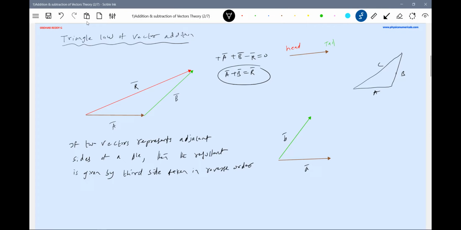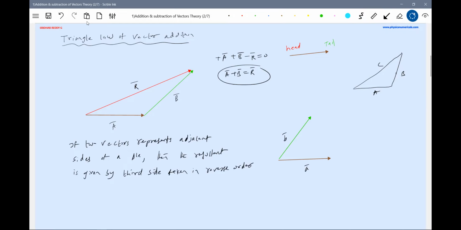So one student, what he'll do, he will add a bar to b bar. That's the basic thing. Then what conditions will arise is what we have to check. What will happen when we add a bar to b bar? We'll get the resultant vector.